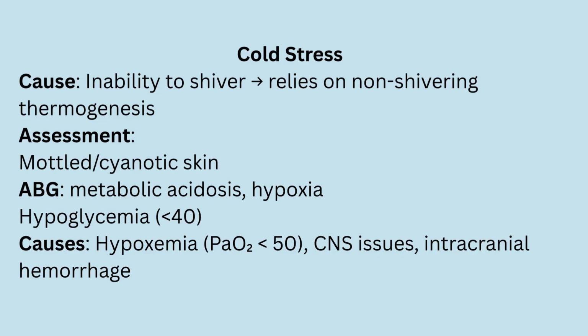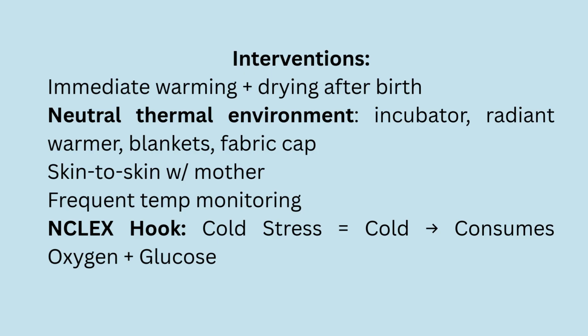Cold stress is another condition to know. Newborns cannot shiver. Instead, they rely on non-shivering thermogenesis, which burns up oxygen and glucose. Signs include mottled or cyanotic skin, metabolic acidosis, hypoxia, and hypoglycemia. It may be caused by hypoxemia, central nervous system injury, or low blood glucose. The interventions are straightforward. Warm and dry the baby immediately after birth, place them in a neutral thermal environment like an incubator or radiant warmer, keep a fabric cap on the head, and use skin to skin with the mother. The key phrase to remember is cold stress means the baby is consuming oxygen and glucose just to stay warm.